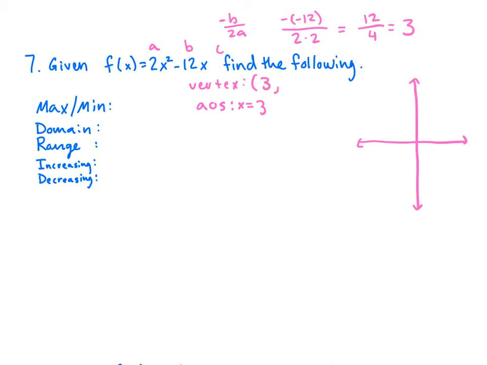So that would mean our first number in our vertex is 3. How do we find the second number in our vertex? Plug it in. So we have 2 times 3 squared minus 12 times 3. 2 times 3 squared would be 18, and 12 times 3 would be 36. 18 minus 36 would be negative 18. So our y value in our vertex is negative 18. So on our graph, we're going to go to the right 3 and then down 18.